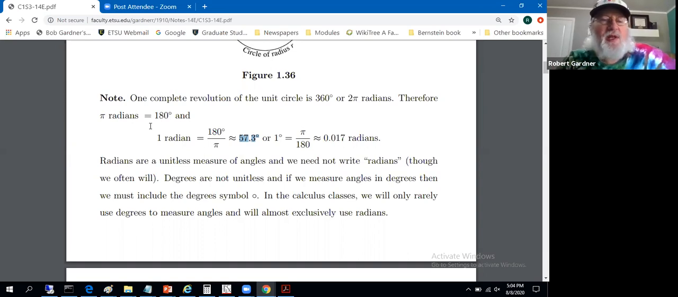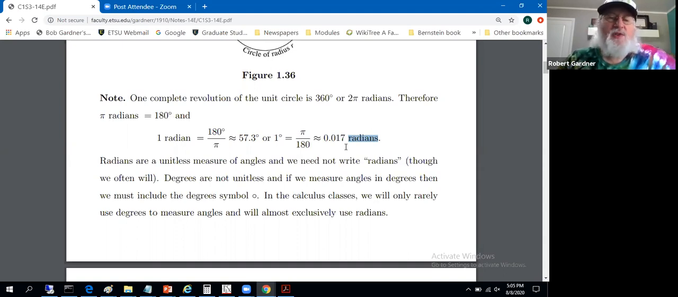We could also take this relationship, pi radians equals 180 degrees, and divide both sides by 180. That'd leave us with 1 degree on the right-hand side, and it'd leave us with pi divided by 180 on the left-hand side. So we get 1 degree equals pi over 180. For the record, that's roughly 0.017. And if I keep up with units, then I'd say 0.017 radians.